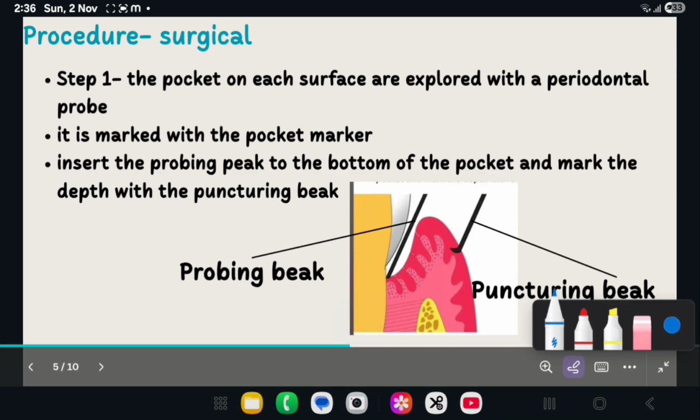In the diagram you see this one is a probing beak which is inserted to the bottom of the pocket. This one is the bottom of the pocket. And this one on the other side is a puncturing beak which will mark the depth of the pocket. This is the pocket marker.